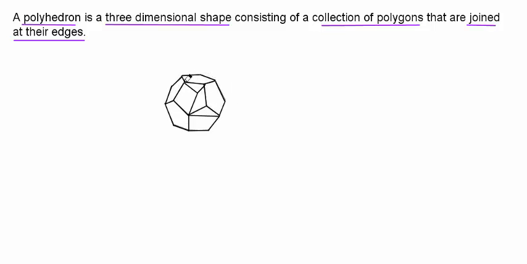If you look at the shape, it's got different types of polygons on its surface. There are triangles, there are quadrilaterals, there are pentagons, and so on. And the polygons are joined with each other at their edges.